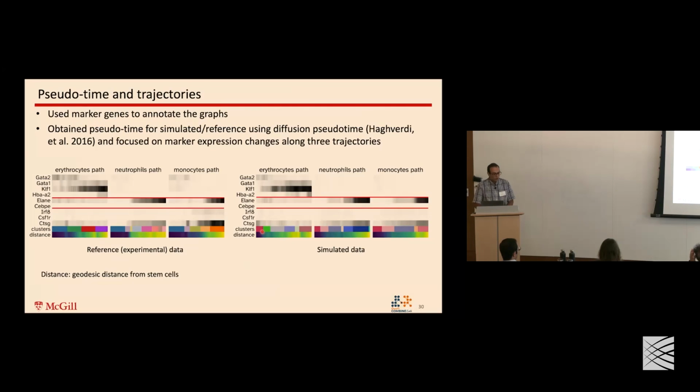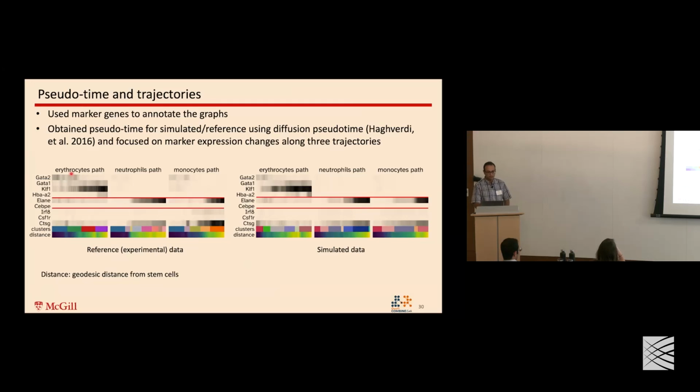Now, after that, we wanted to see whether the pseudo-time ordering is also preserved, and to test that, we used a method called diffusion pseudo-time, and we found the pseudo-time ordering of both the experimental data here on the left and also simulated data. And then here, this last line shows the geodesic distance from some origin cell, from stem cells. So as we move away from it, we wanted to see how the markers of different paths that we identified in the data would change.